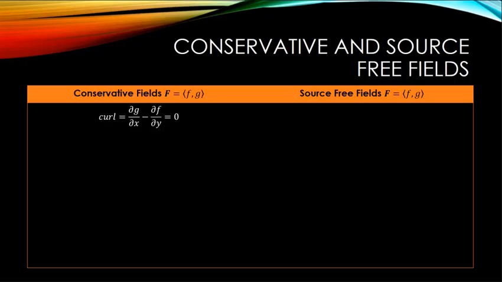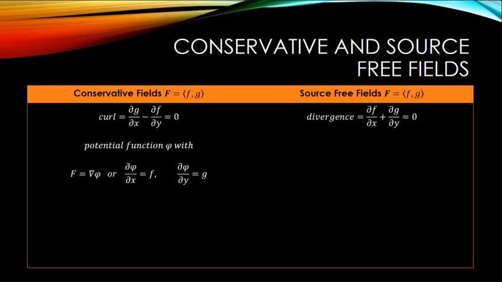In my source-free fields, my divergence is given by the partial of f with respect to x plus the partial of g with respect to y, and that is equal to 0. In conservative fields, my potential function is phi, where f is equal to the gradient of phi, or the partial of phi with respect to x is f, and the partial of phi with respect to y is g. In source-free fields, my stream function is psi, with the partial of psi with respect to y equal to f, and the partial of psi with respect to x is negative g.